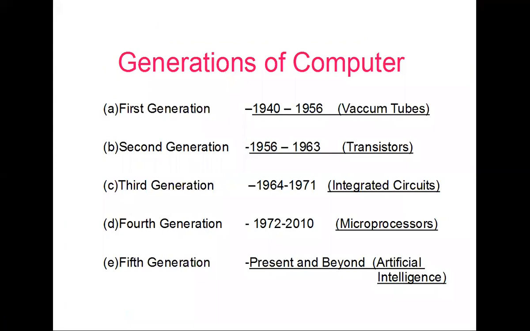Generations of computer. First generation, 1940 to 1956, vacuum tube. Second generation, 1956 to 1963, transistor. Third generation, 1964 to 1971, integrated circuit, means IC. Fourth generation, 1972 to 2010, microprocessor. Fifth generation, present and beyond, artificial intelligence.